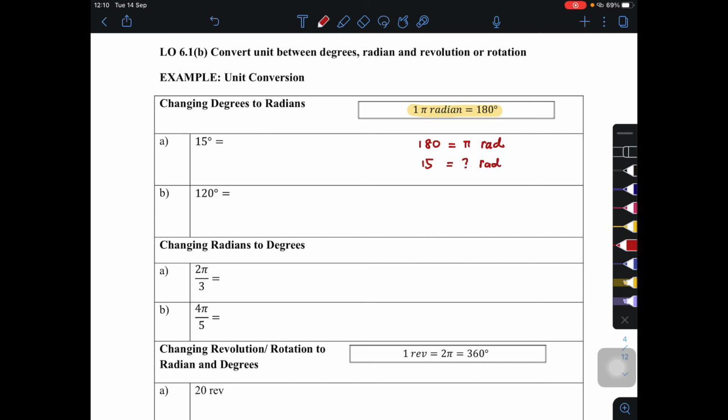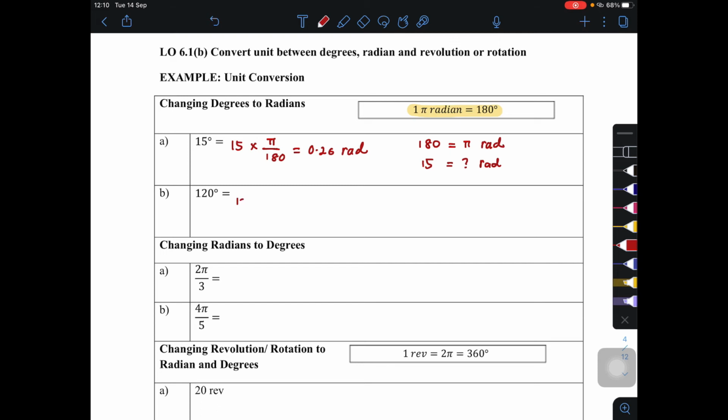So this one is very easy. So 15 degree multiplied by, okay, dia adalah kita gunakan darab silang lah, because we want this value here, right? So kita darab silang, 15 akan darab dengan pi and then divided by 180. So 15 times with pi divided by 180. So just tekan calculator, kamu akan dapat 0.26 radian.